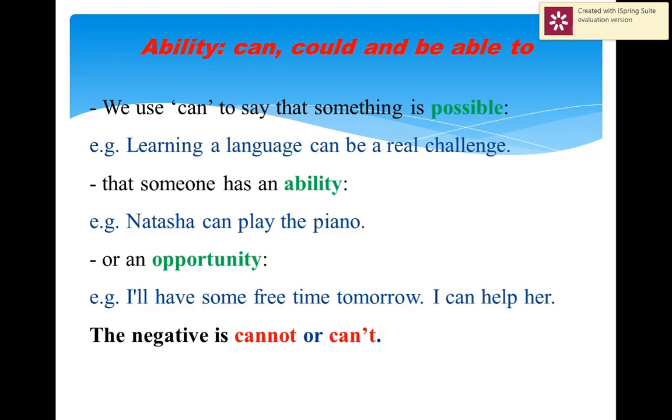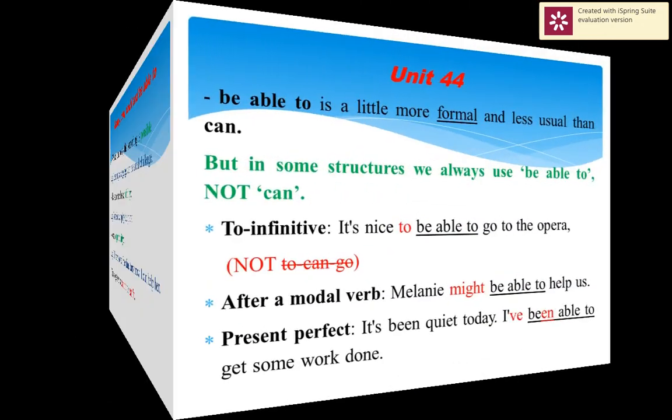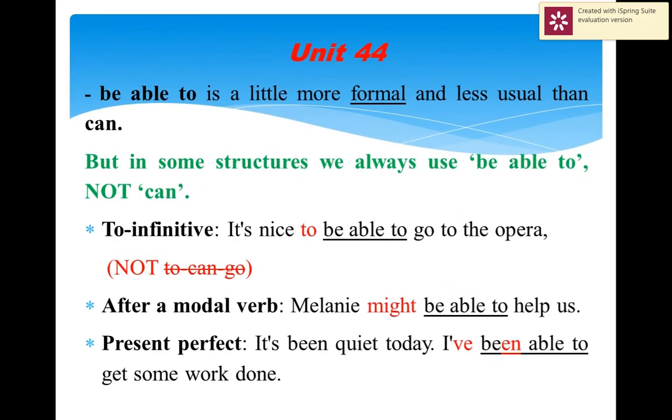The negative of can is what? Is cannot or can't. Now, be able to. Be able to is a little more formal and less usual than can. Be able to also means باستطاعة أو قادر على, but it is a little more formal, أكثر رسمية من can.